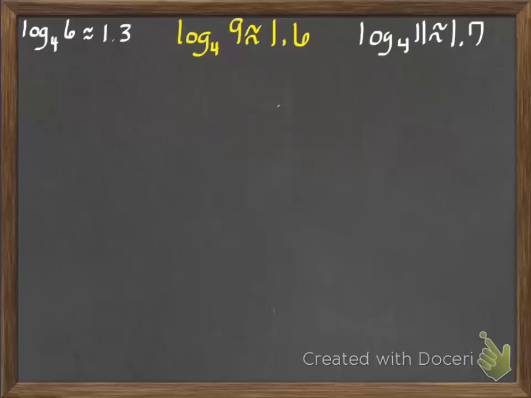So we have log base 4 of 6 is approximately 1.3, and I'm going to use the same 3 options for each page, so you only have to write these down once. Log base 4 of 9 is approximately 1.6, and log base 4 of 11 is approximately 1.7. So we are going to use these to help us solve problems.